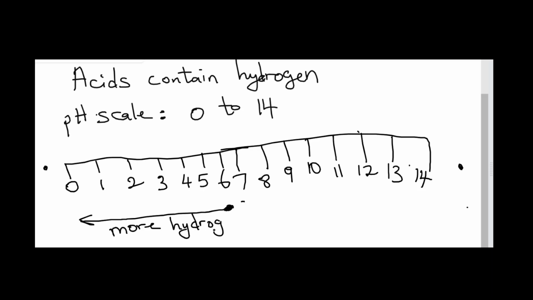From 6 to 5 to 4 to 3 to 1. Okay, the further down you go to the left, which means the smaller the pH number, the more potential of more hydrogen. Okay, and if I come here, heading to the right, the higher the pH number, again, less hydrogen.